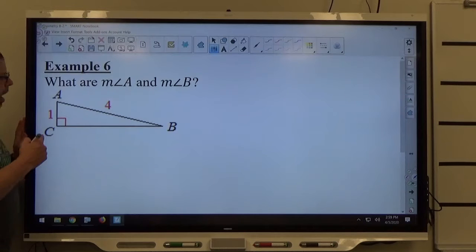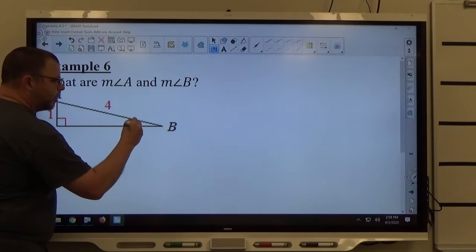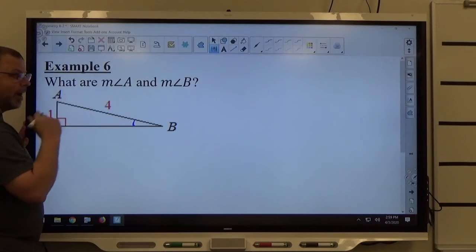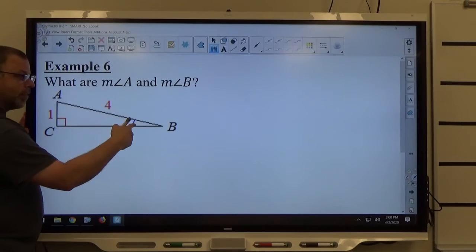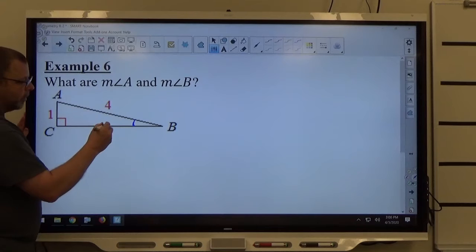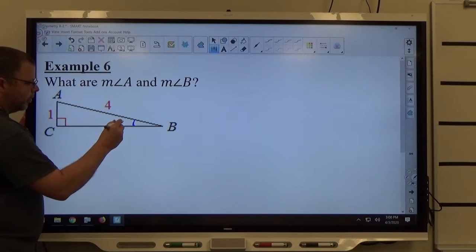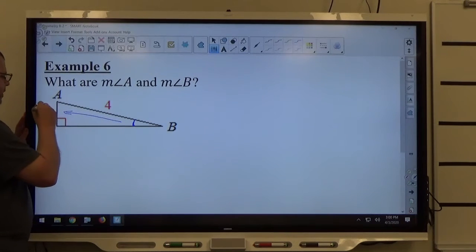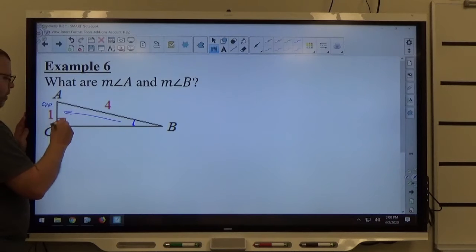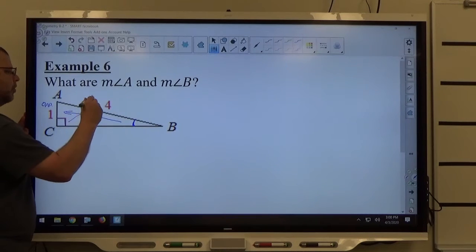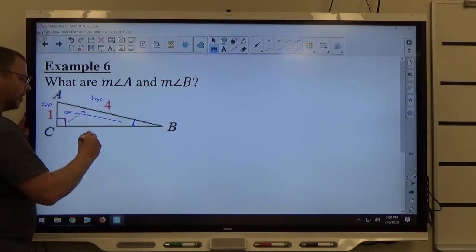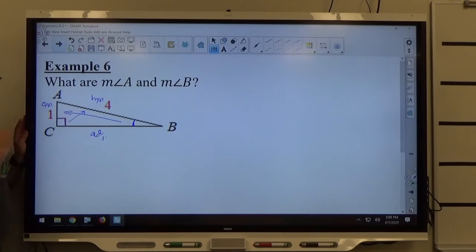All right? I have to pick which one I want to find first. Doesn't matter which one. They're both the same difficulty level. I'm going to go with angle B. Okay, I pick one of my acute angles. I'm going to find angle B. Once I've established angle B is the angle I want to work with, I'm going to identify the opposite side as 1. My right angle is here, which means the hypotenuse is 4. And that tells me my adjacent side is what I don't know.